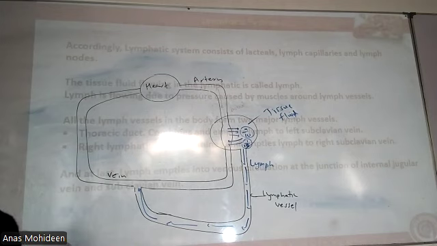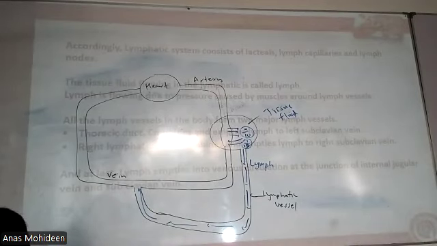All the lymph vessels in the body form two major lymph vessels. What are they? The thoracic duct, which is combining and emptying the liquid into the left subclavian vein. On the right side, you have the right lymphatic duct, which is emptying the liquid into the right subclavian vein.